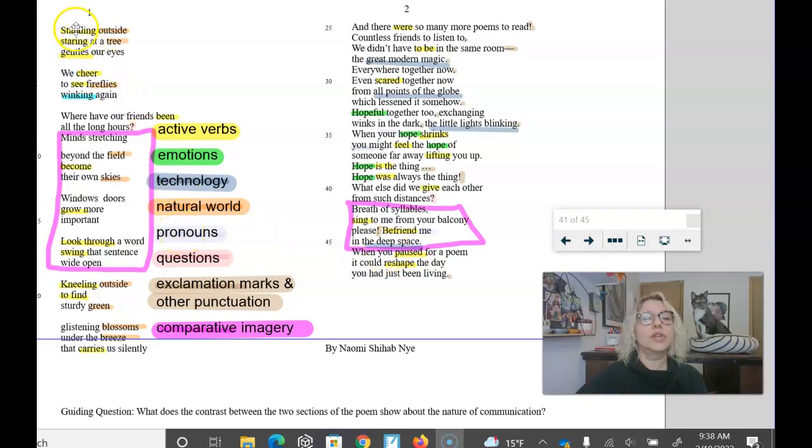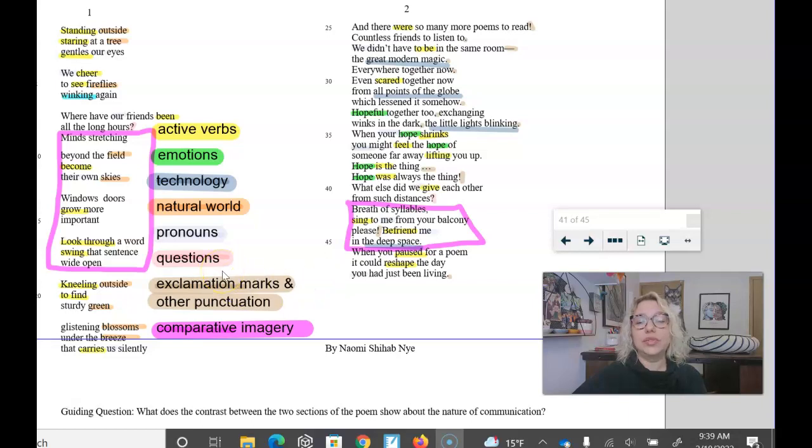Pronouns, traced all those. Oh, they're hard to see, or maybe I erased some of them. But we've got our, we, our. They're all plural in the first part. They start plural in the second, and then they move to you, singular, and then me, and you at the end.